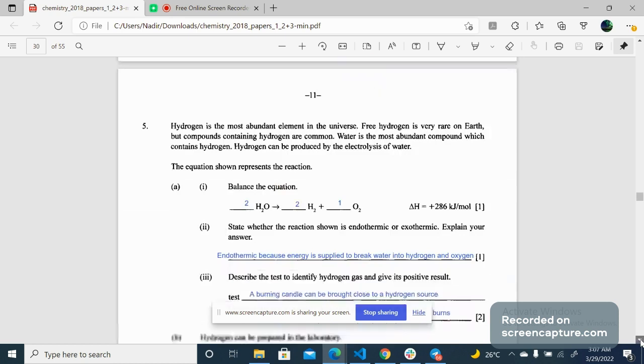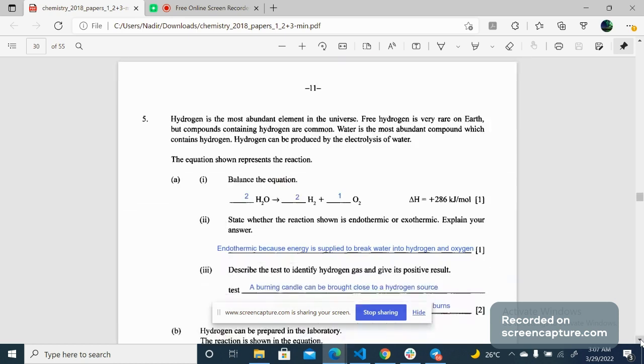Now towards the fifth question, which says hydrogen is the most abundant element in the universe. Free hydrogen is very rare on Earth, but compounds containing hydrogen are common. Water is the most abundant compound. Of course, almost three-fourths of this planet that we live in is said to be occupied by water bodies or oceans, so it is not land. It's occupied by water. So yes, it is one of the most abundant in this planet as well.